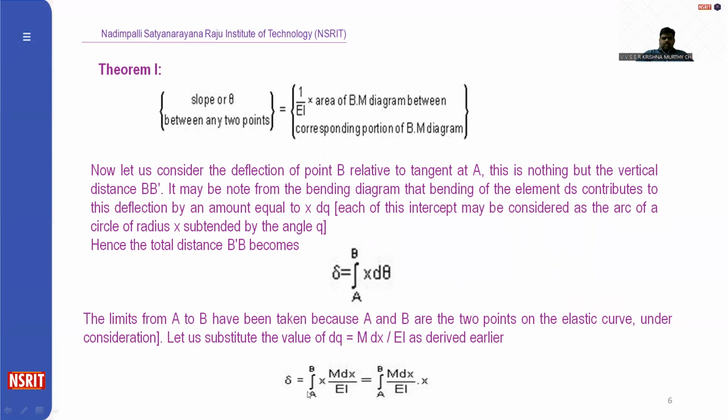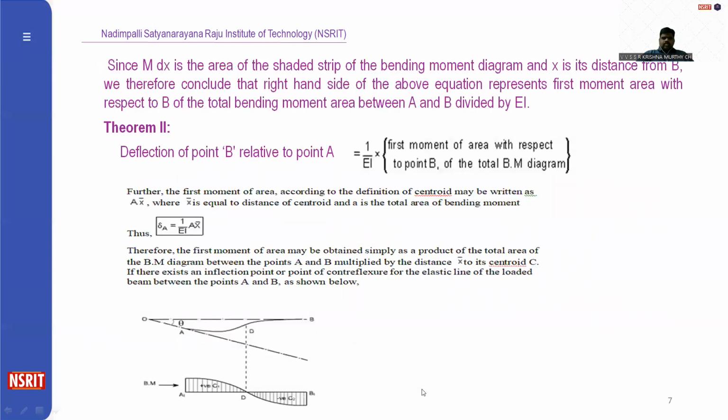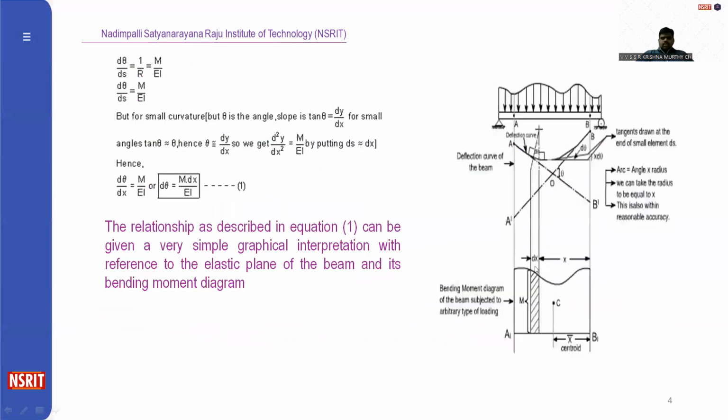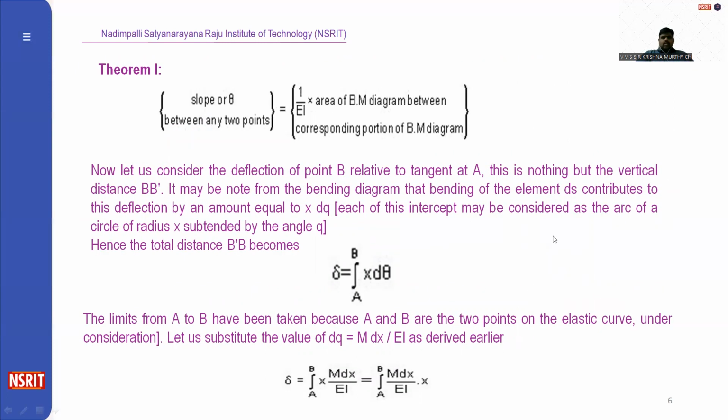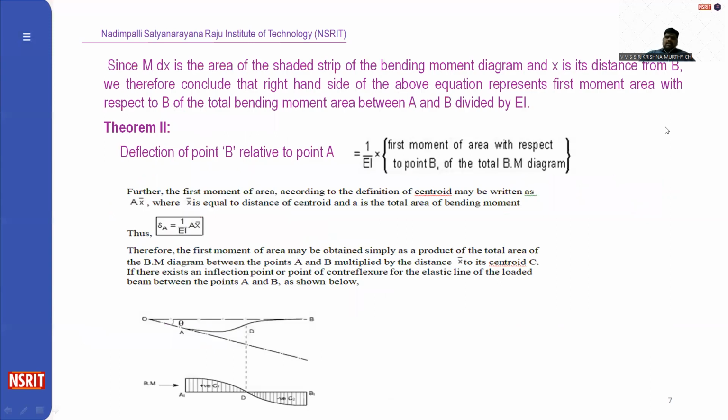So delta is equal to the integral from A to B of x M dx by EI, that is equal to the integral from A to B of M dx by EI into x. Since M into dx is very small, it is the area of the shaded strip of the bending moment diagram, and x is its distance from B. Therefore, we conclude that the right hand side of the above equation represents the first moment of area with respect to B, and the total bending moment diagram area from A to B is divided by EI.